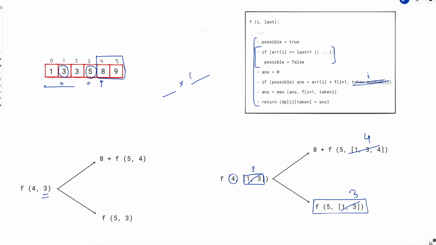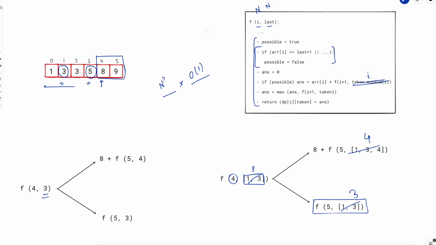So inside each of the states you are not doing really anything, so that's order 1. Now what's the number of states? Number of states is the number of distinct values of I multiplied by the number of distinct values of last. So the number of distinct values of I is n, and the number of distinct values of last is also n. Why? Because last can only be one of these indexes as well. So the number of states is n square.